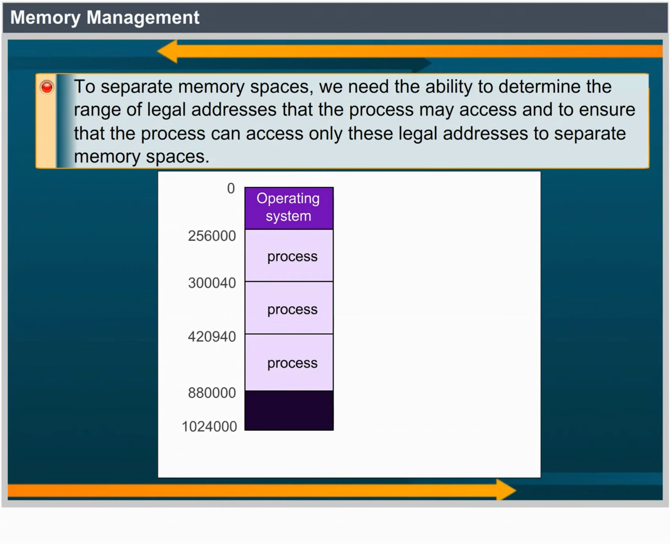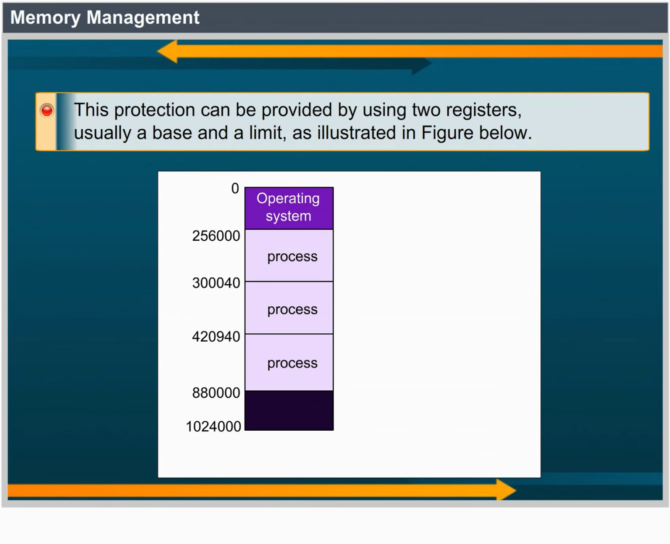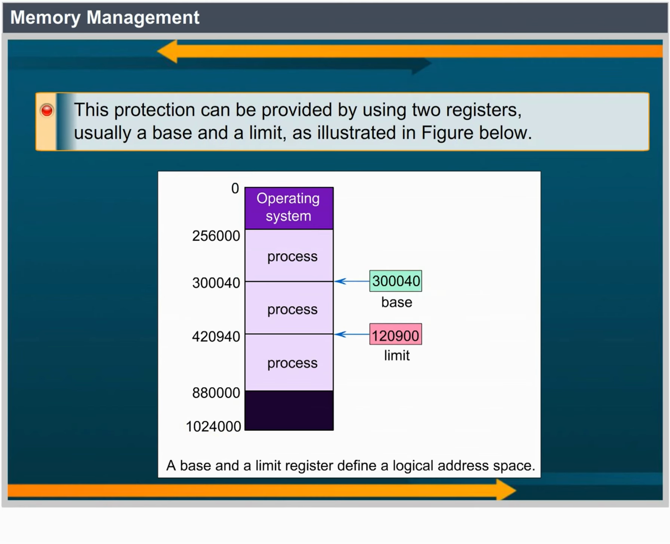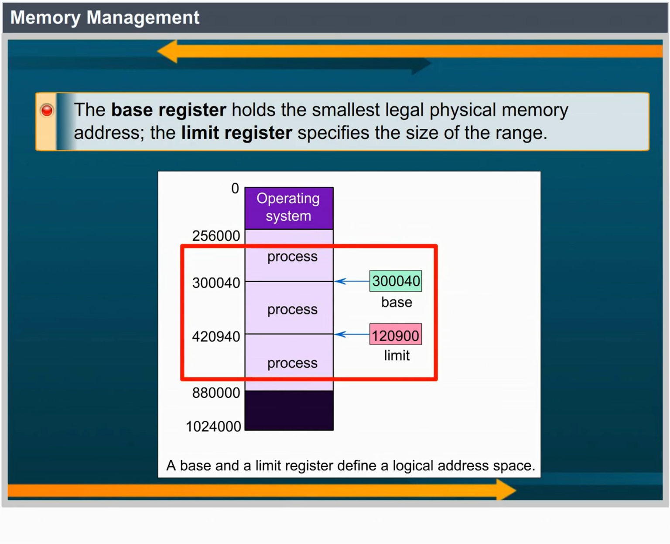To separate memory spaces, we need the ability to determine the range of legal addresses that the process may access and to ensure that the process can access only these legal addresses. We can provide this protection by using two registers, usually a base and a limit, as illustrated in the figure below. The base register holds the smallest legal physical memory address. The limit register specifies the size of the range.